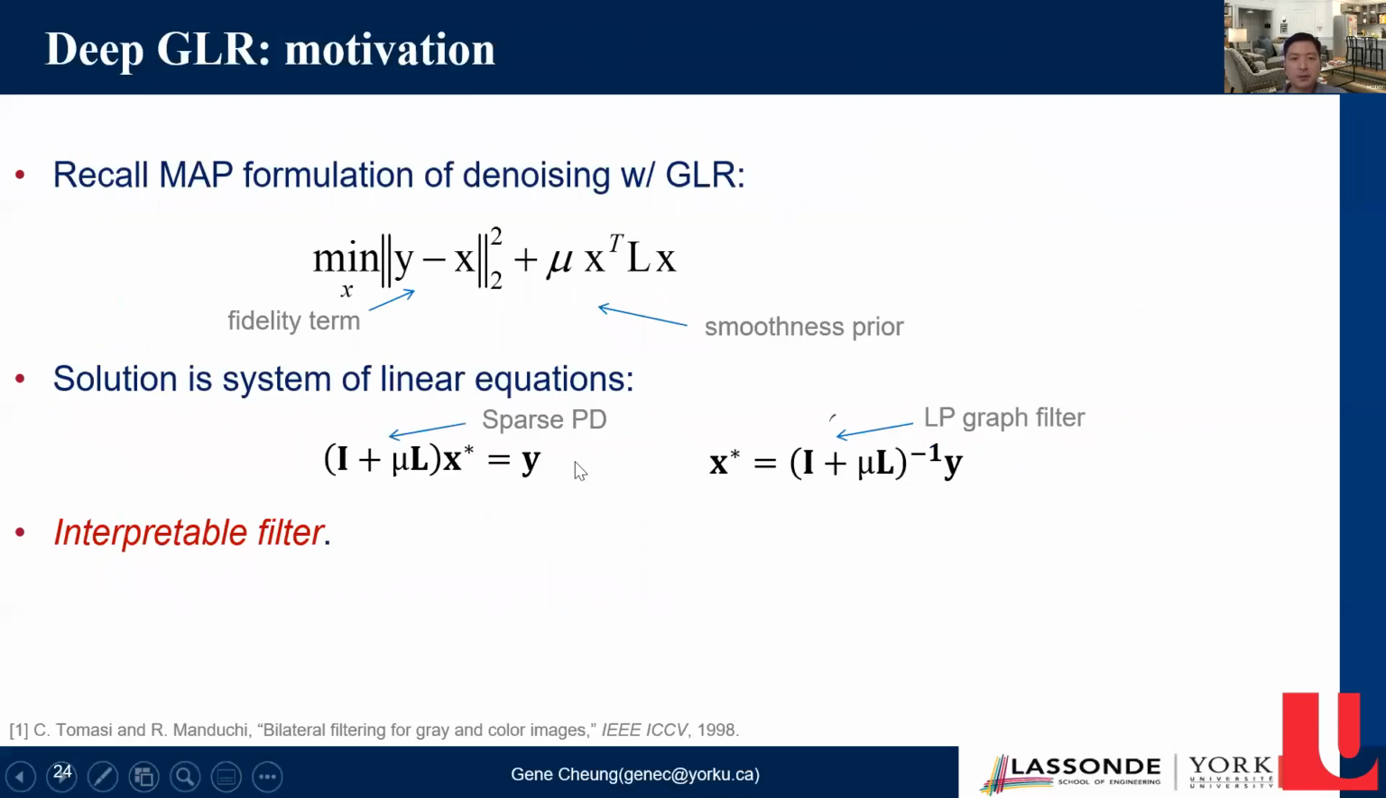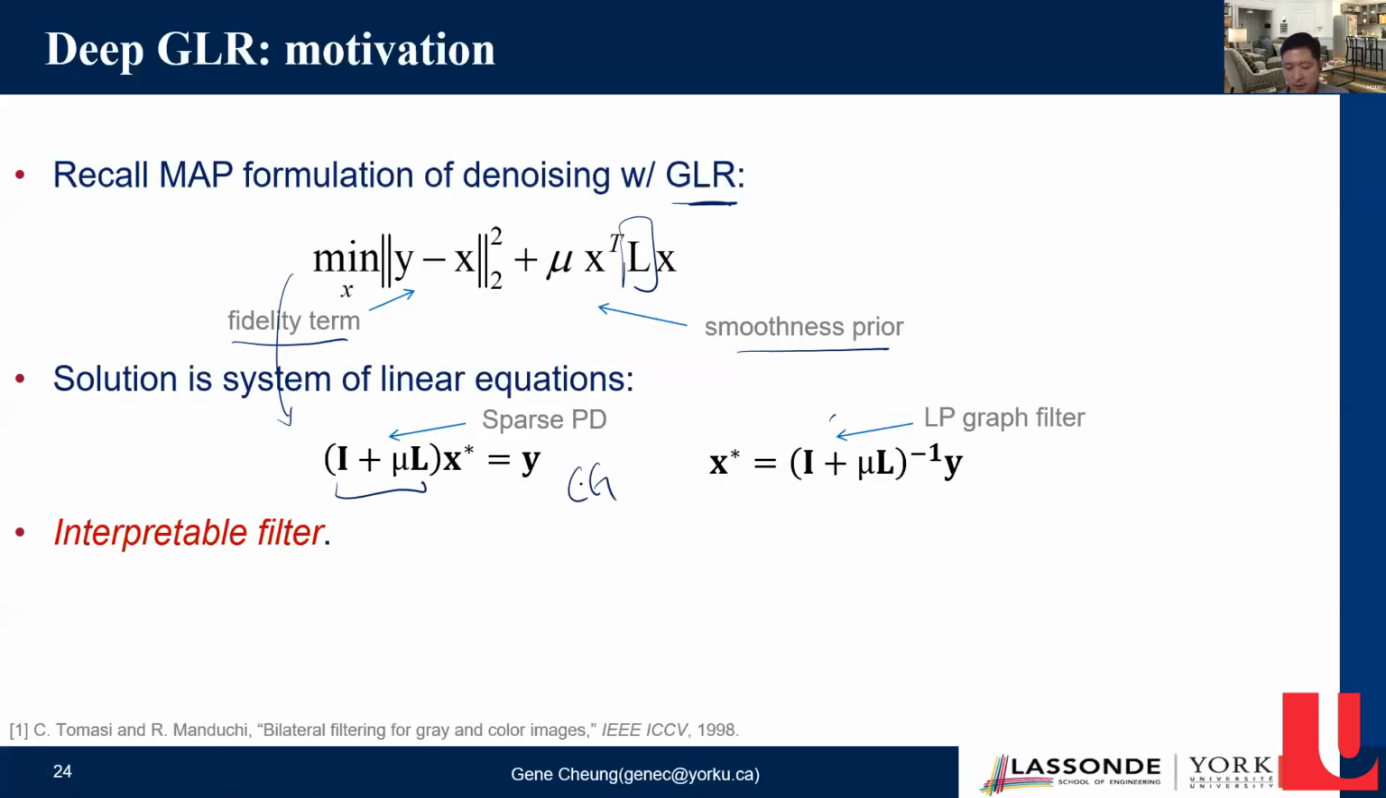So let's revisit the first GLR formulation that we talked about before, where we have an L2 norm for the fidelity term, and then a smoothness prior in the form of GLR, in this case for a fixed L. And as we've talked about, one of the appeals of this formulation is its simplicity. Because it's an unconstrained quadratic programming problem in L2 norm, it leads to a system of linear equations for the solution where the matrix here is sparse and positive definite. And therefore, you can solve this using conjugate gradient, for example.